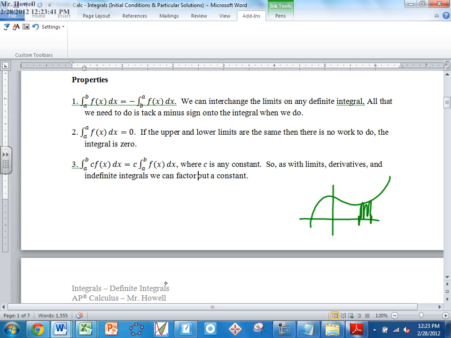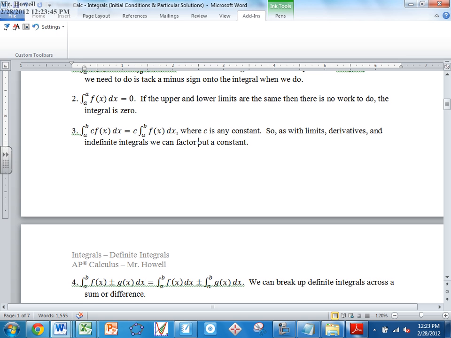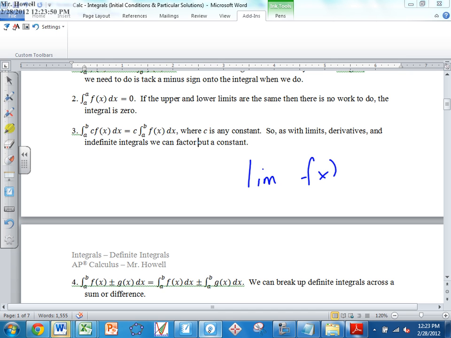This comes from limits. Remember, the limit of f of x as x goes to c, if you multiply this by some k, is equal to k times the limit of f of x as x goes to c. We did this in the beginning of the year. We said that if you find the limit of a function, and that function is multiplied by a k, you can bring the k out in front. It's the exact same rule, because an integral, remember the other day, we said is a limit.